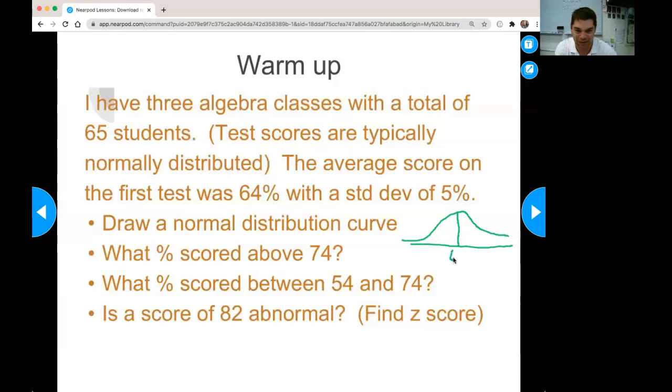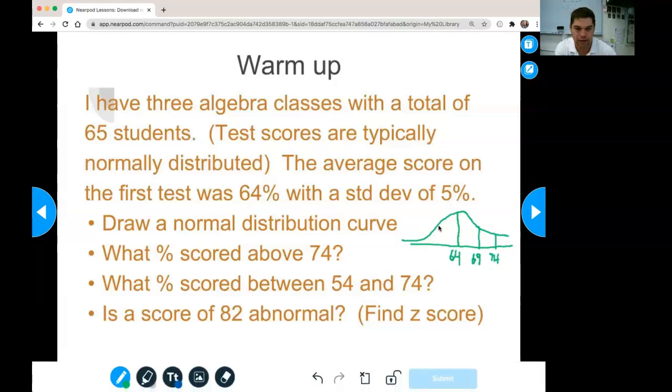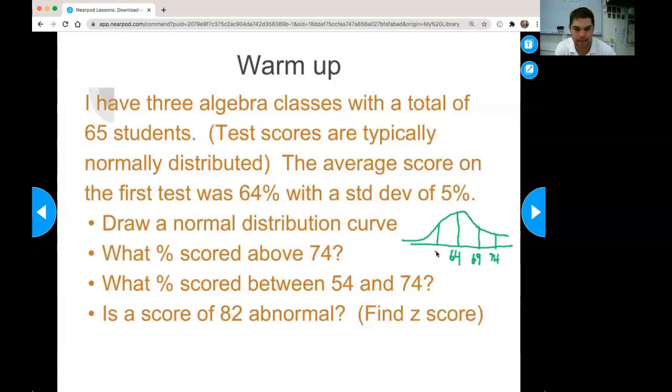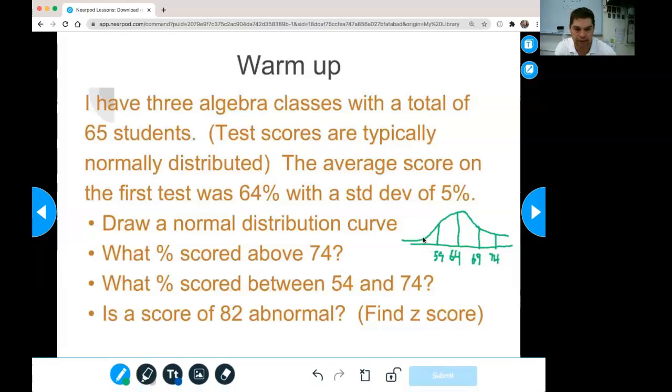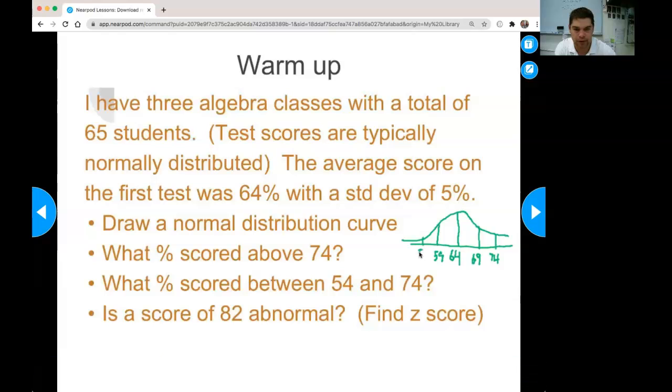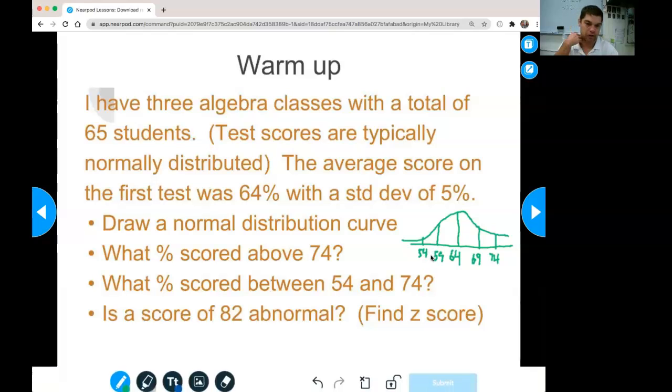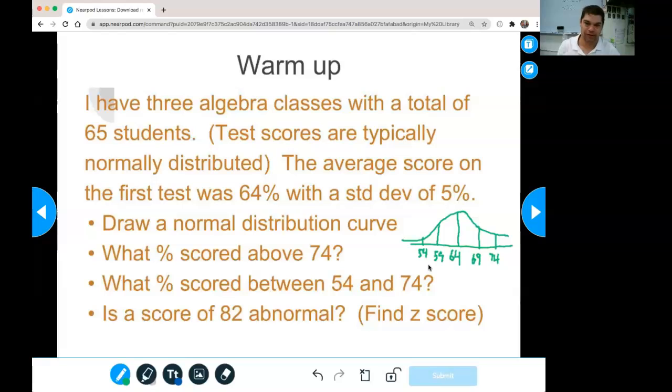Put 64 in the middle, and then you're going to add 5. Standard deviation is 5. 69, and add 5, 74. I typically will go out 2 deviations, subtract 5, and subtract 5, 54. So 2 deviations is normal or usual or typical. A typical grade for this class is a 54 to 74 if the average grade is 64.